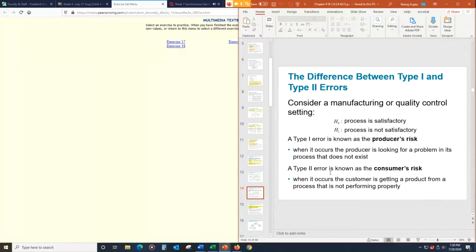What will be type 2 error? Type 2 error is you do not reject null when it is false. That means you're accepting null, that is, you're saying the process is satisfactory when actually it is not. So it is a consumer's risk. We are saying that the customer is getting a product which is not performing properly. So that's what type 1 and type 2 errors mean in our business world.